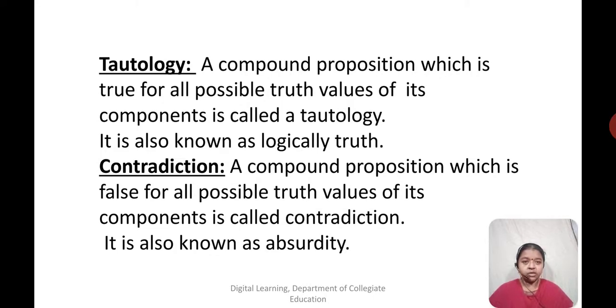The next definition which we are going to see is contradiction. A compound proposition which is false for all possible truth values of its components is called a contradiction. In other words, however many columns we have, we will use the symbols and write the truth table. The last column, all the entries should be capital F. So when the last column entries become capital F, they are known as a contradiction. It is also known as an absurdity.